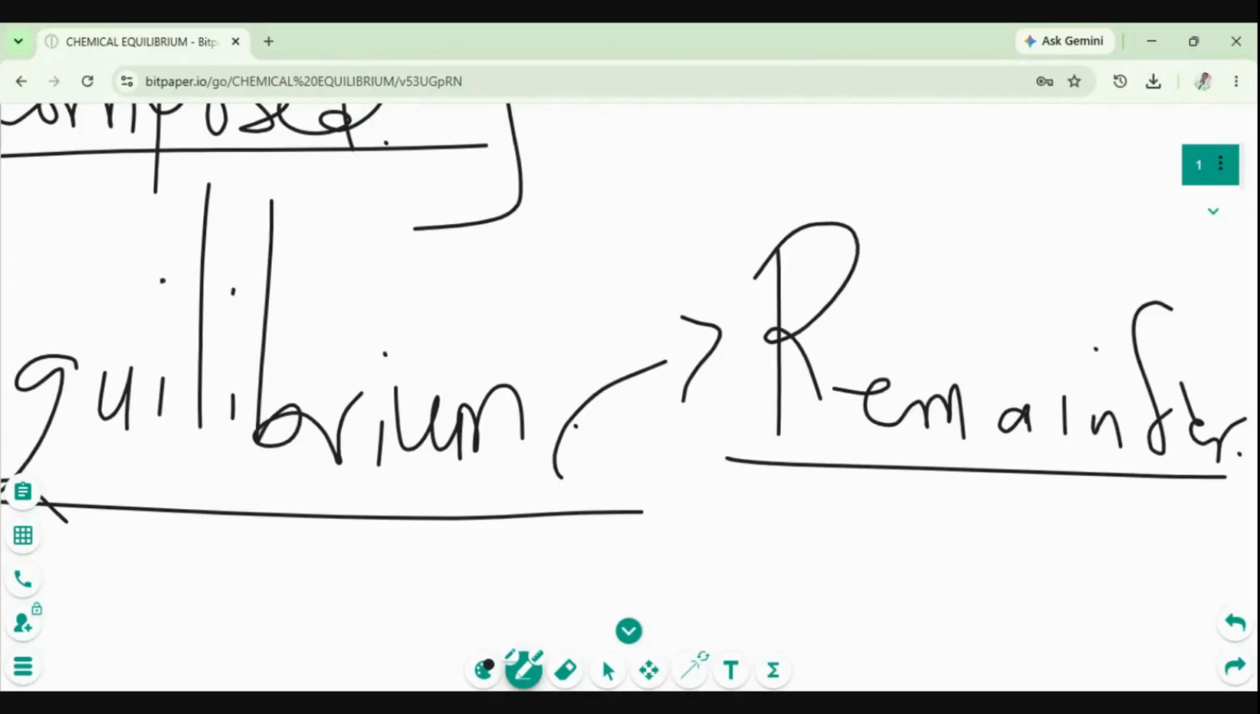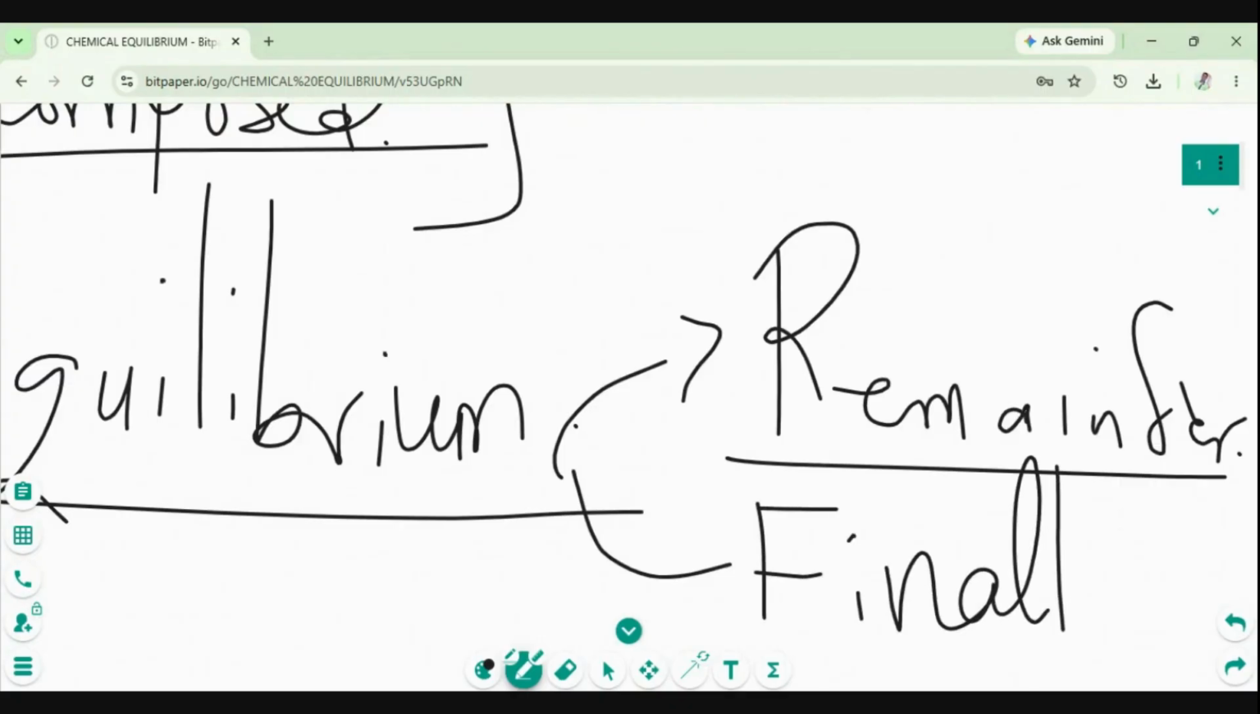After the reaction, what exactly remained? Or you're thinking about moles that are there finally. What do we have finally after everything has happened? What do we have at the end of the reaction? That is what we call equilibrium moles.